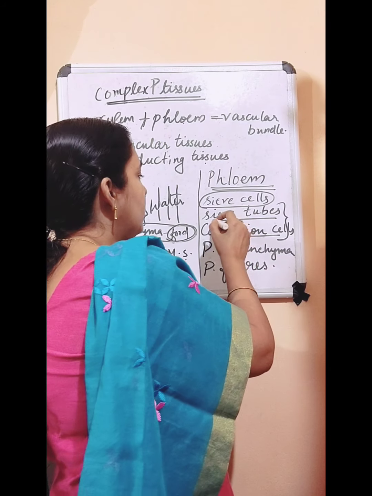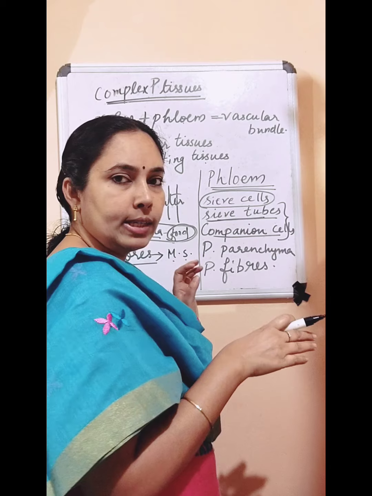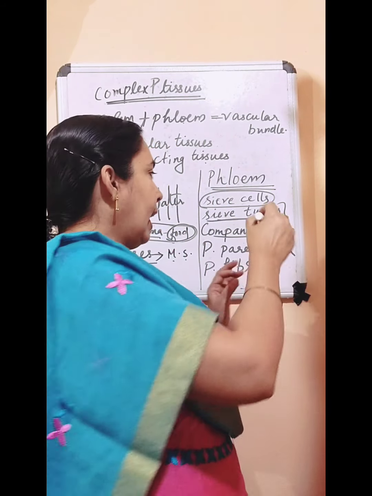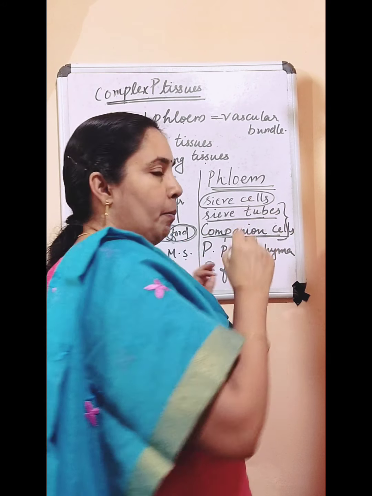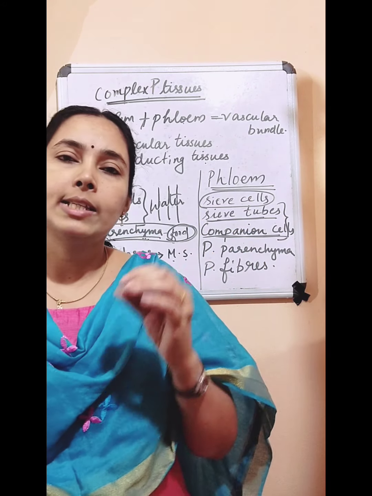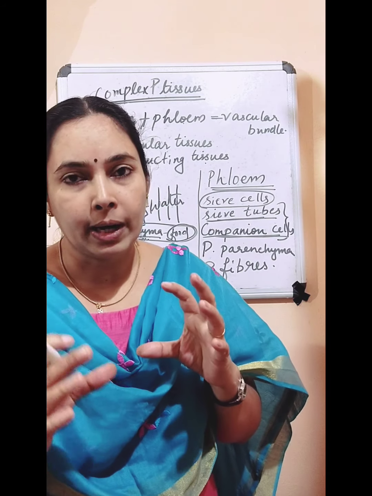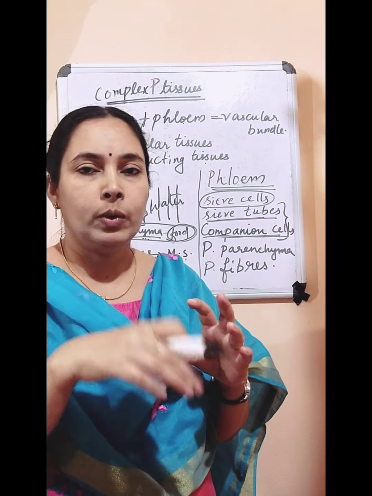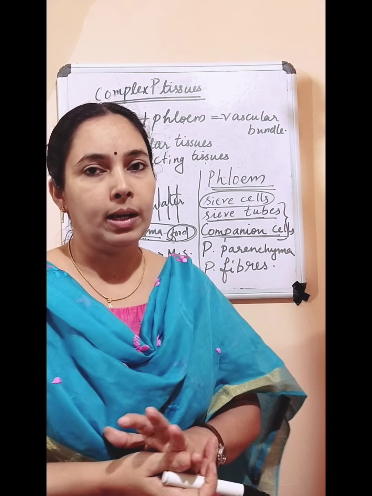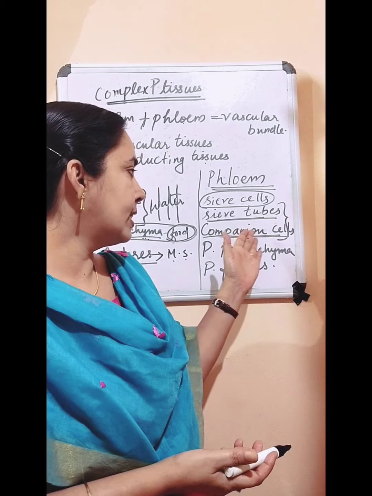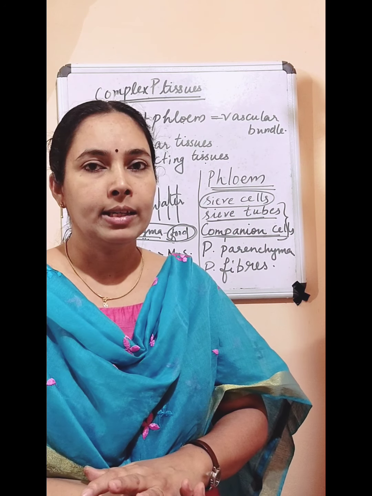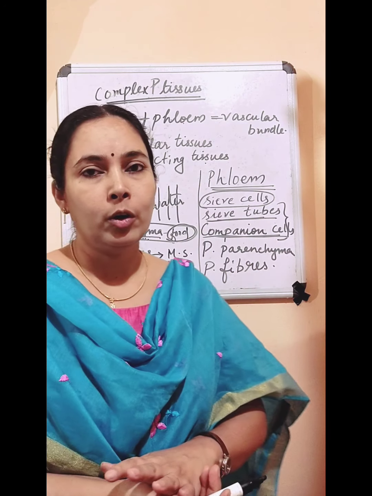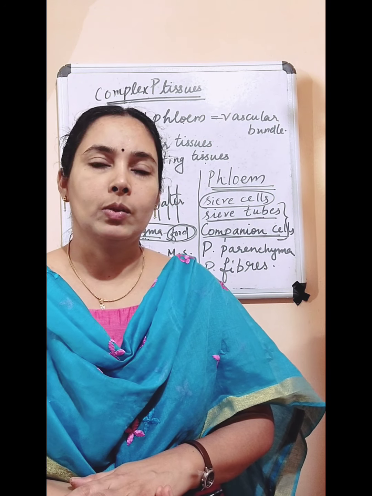And these sieve tubes actually lack a nucleus. Then how are they doing their work? But they are assisted by these companion cells. And companion cells have a nucleus. So companion cells will assist the sieve tubes in doing their function. So sieve tubes are mainly conducting the food and it is assisted by the companion cells. Okay, and parenchyma stores food, fibers will give mechanical strength also.